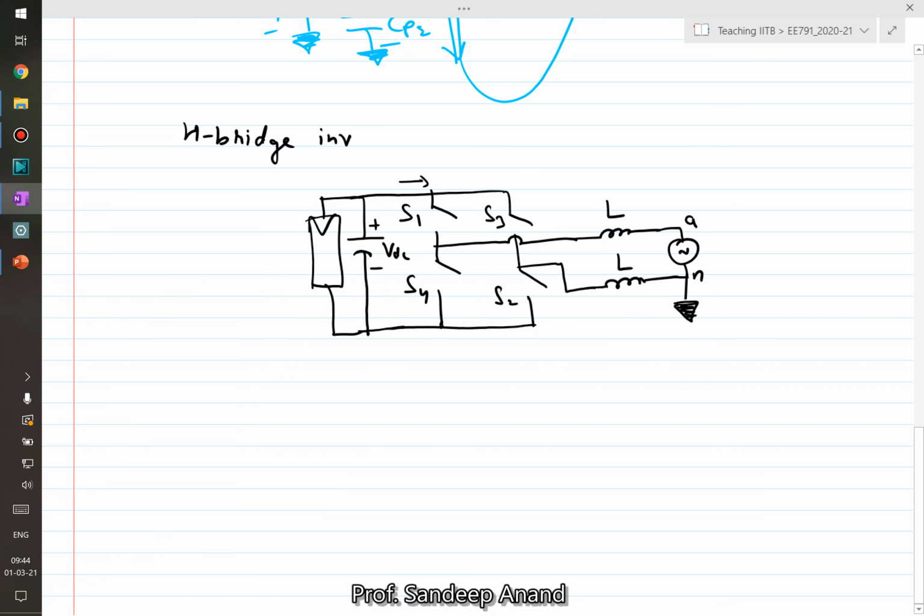So if you see this VDC and plot it with respect to time, you would see that it may have some low frequency 100 Hertz oscillations. This is 1 upon 100 Hertz.